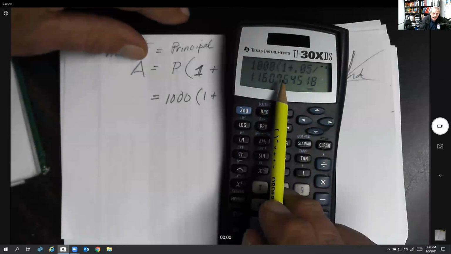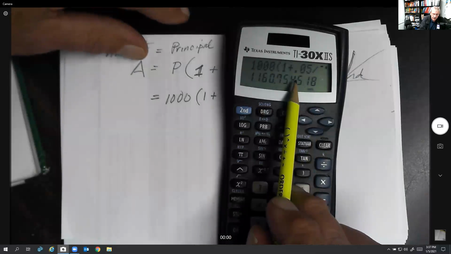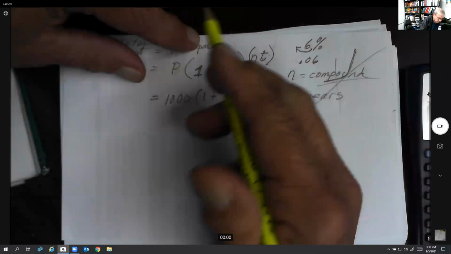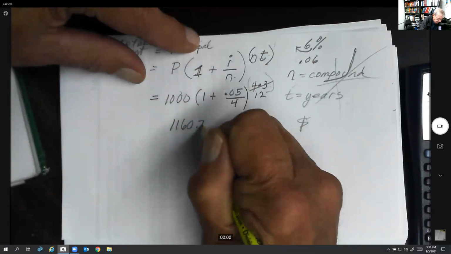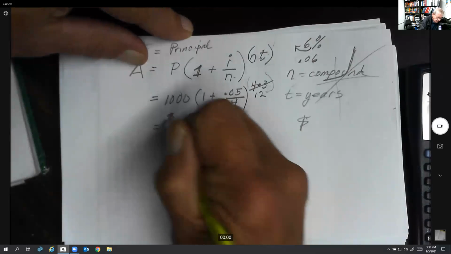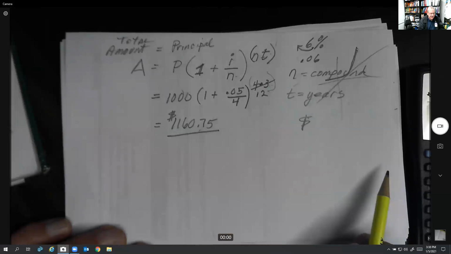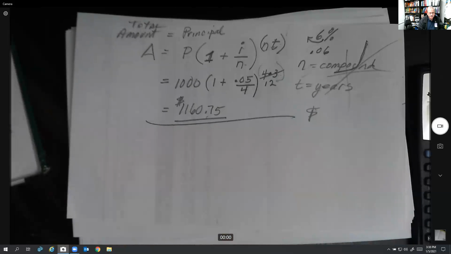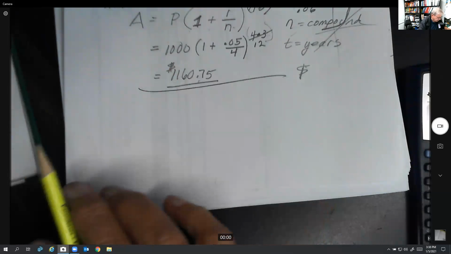We're going to carry it out to the nearest penny, and we're going to round it up if this number is a 5. If it's not, we're going to keep it the same. So it looks like 1,160.75. And so by just keeping his money in the bank and not doing anything to it, he gained $160. And he let the bank do the work for him. And this is how people get rich. They just let the money do the work.